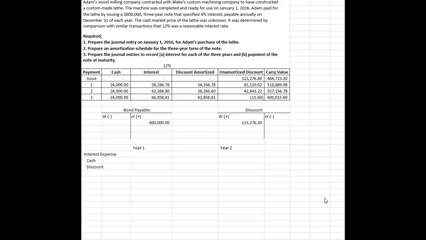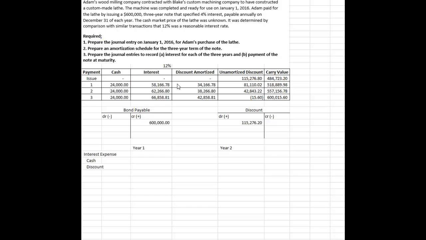We've done the first two parts of this problem correctly, so the last part is super easy because all the information's in front of us. They simply ask us to record the interest expense for all three years or interest payment periods, and then the payment of the note at maturity. So I've summarized a couple of things for us here.